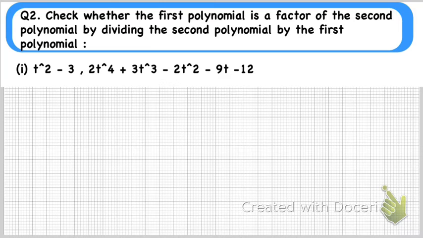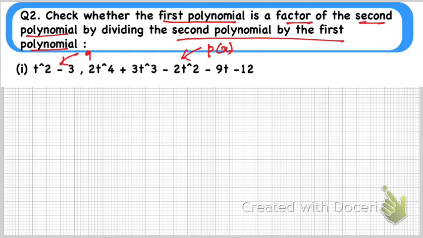So in the next question, you have to check whether the first polynomial is a factor of the second polynomial or not by dividing the second polynomial by the first polynomial. Means you have to divide this polynomial p(x) by this polynomial g(x), and check whether the first polynomial is a factor of the second polynomial or not. How will you check it? For being a factor, if you get the remainder r(x) as 0, then you can easily say that it is a factor, otherwise it won't be a factor.